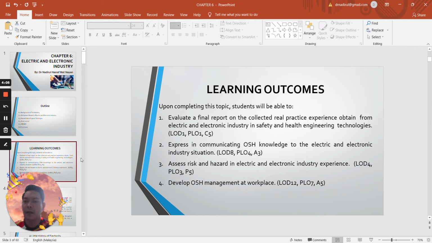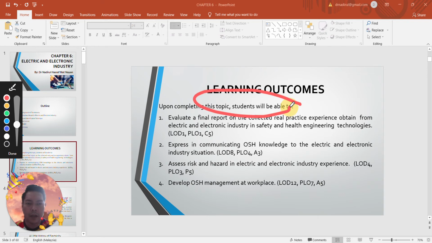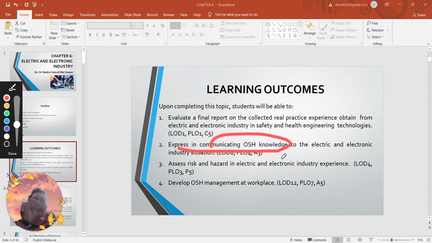For this topic, the learning outcomes are as listed in the slide. The first one: after completing this topic, the students taking this course will be able to evaluate a final report on the collected real practice obtained from the electric and electronic industry in safety and health engineering technologies. The second learning outcome is that we expect you to communicate OSH language in electric and electronic industry situations.